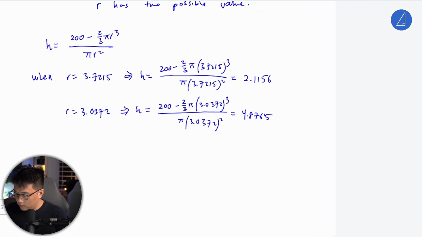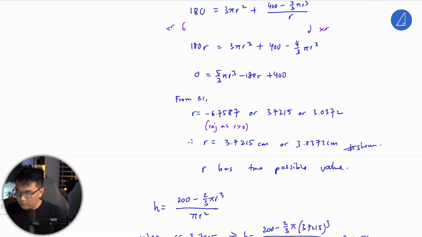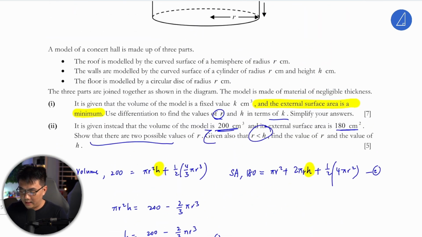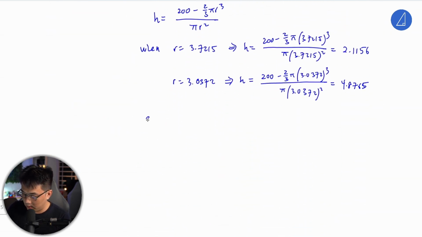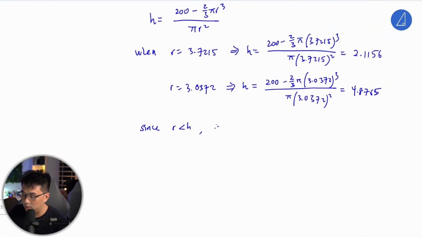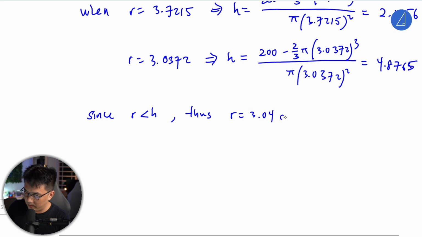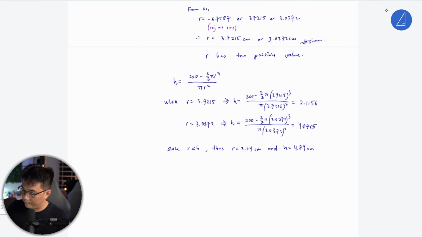Okay, so since we are given that r is less than h, hence we need to pick the one where r is lesser than h. So this will be the case. So hence, thus r equals 3.04 cm and h equals 4.89 cm, 3 SF. Okay.